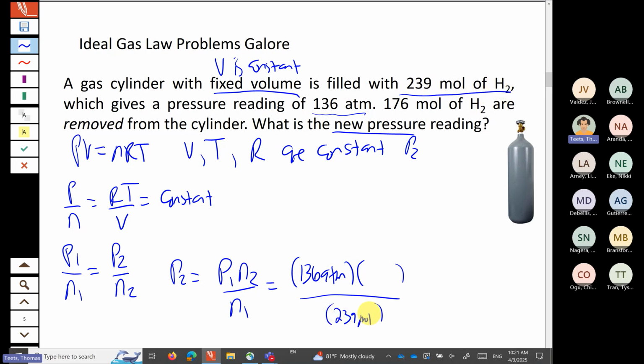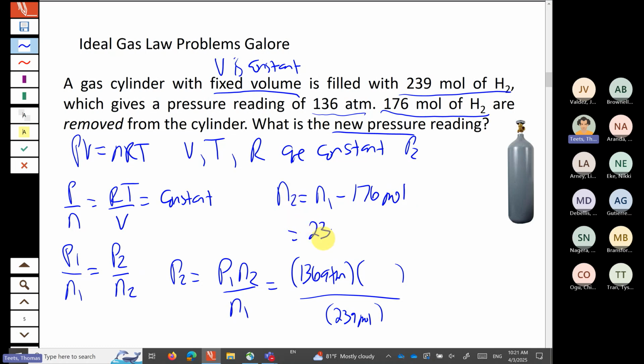But we have to be careful with what we put in for n2, because here we're told that 176 moles of hydrogen are removed from the container, but that's not going to be the value that we want to use for n2, because this equation reports how many moles of gas are actually present, not how many we took away. So this final number of moles is going to be the initial number that we started with minus the amount that we removed.